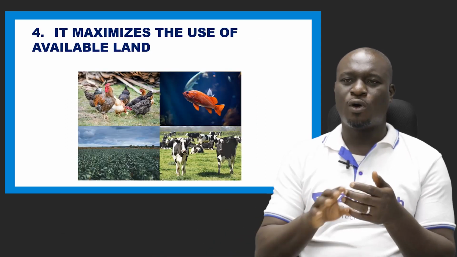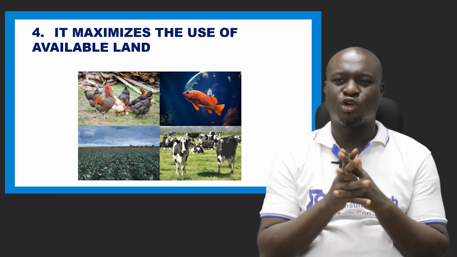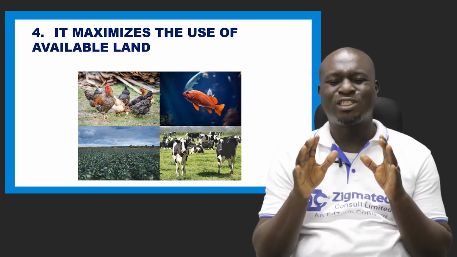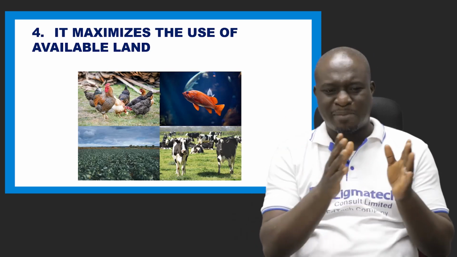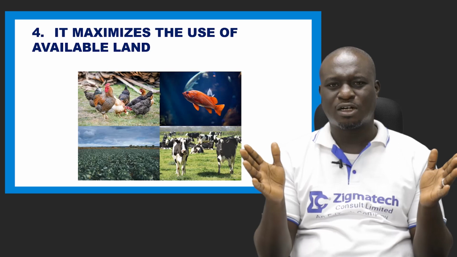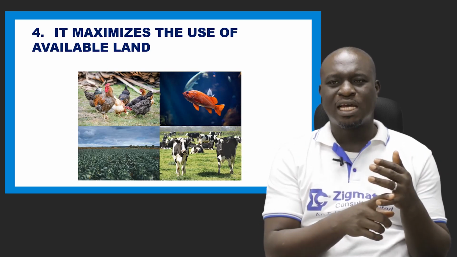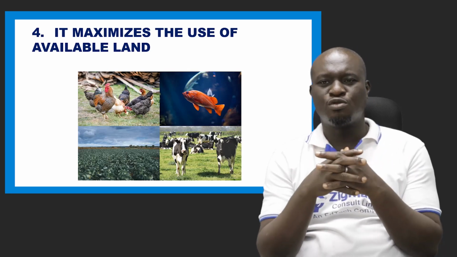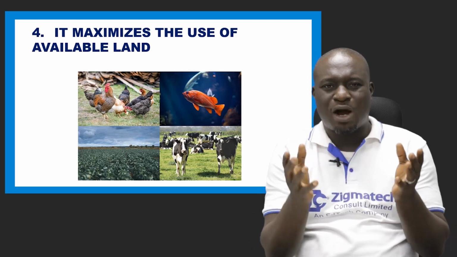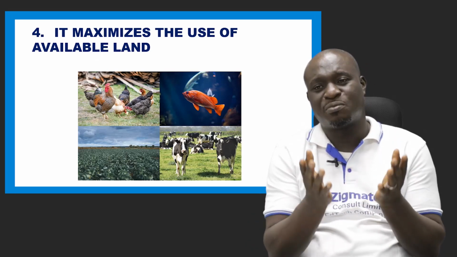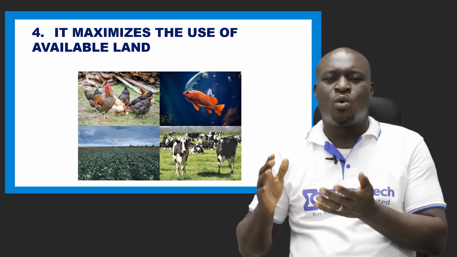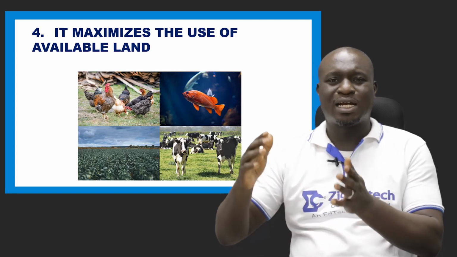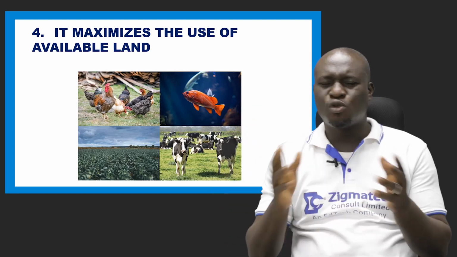And then also number 4 is it maximizes the use of available land. Now, in this case, the farmer is actually utilizing the whole land. Maybe the farmer can divide it into several compartments where one of it can be used for cultivating crops. The other can also be used for rearing or having poultry where the farmer rears birds. Another can also be used where the farmer rears animals or cattle, where another one can also be used for a fish farm, and so many other things.